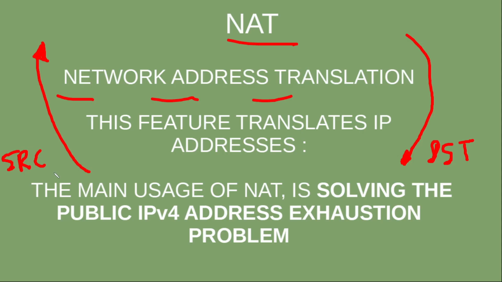in the first step. So the main usage of NAT is solving the public IPv4 address exhaustion problem that we have been having in the last 20 years. So we can blame NAT for still having IPv4 in our networks rather than having transition into IPv6.